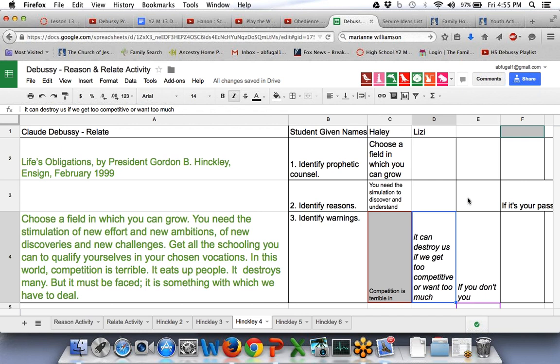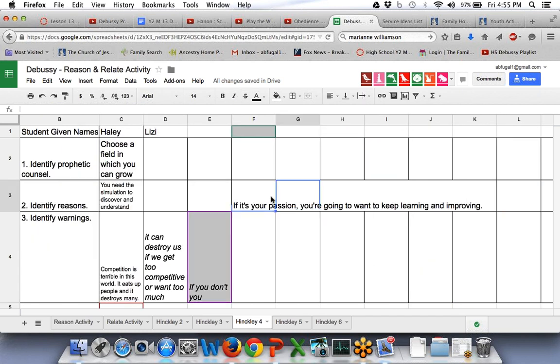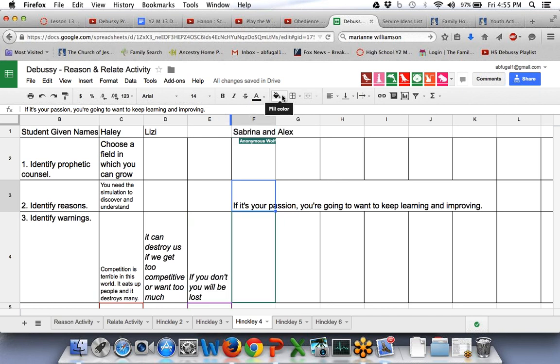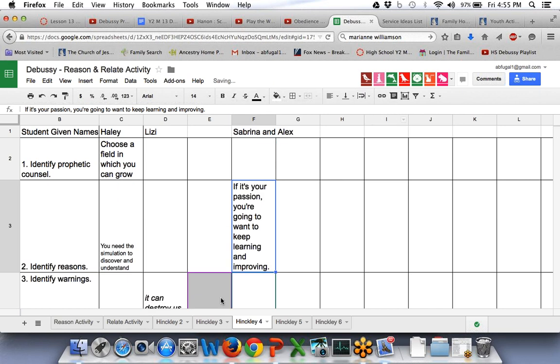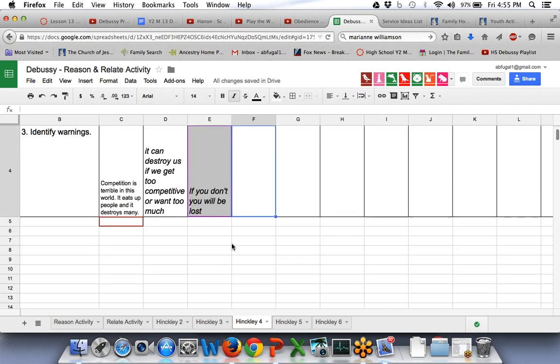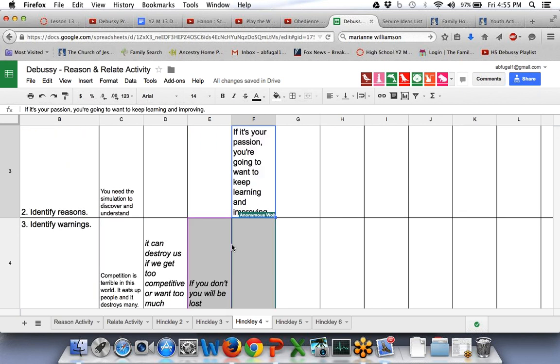Let's see what somebody else has said over here. If you don't... It's your passion. You want to keep. Yes, that's why you want to do something that is stimulating. This is what I want right here. If you don't get the education, then you will be lost. You'll just be left behind. You are right.